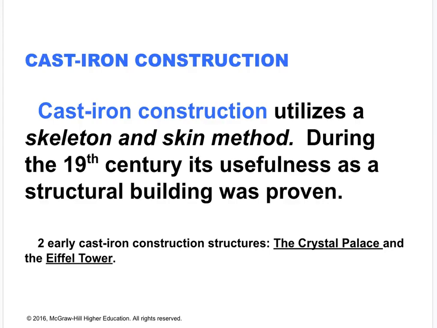Okay, moving on to the next type of construction, we have cast iron construction, a much more modern form of construction than stone or concrete even. Cast iron construction utilizes a skeleton and skin method. During the 19th century, its usefulness as a structural building material was proven. Two very well-known cast iron structures are the Crystal Palace and the Eiffel Tower.